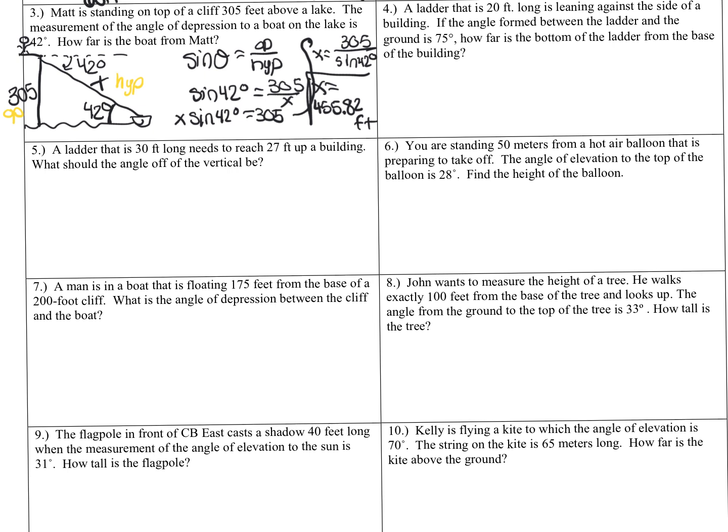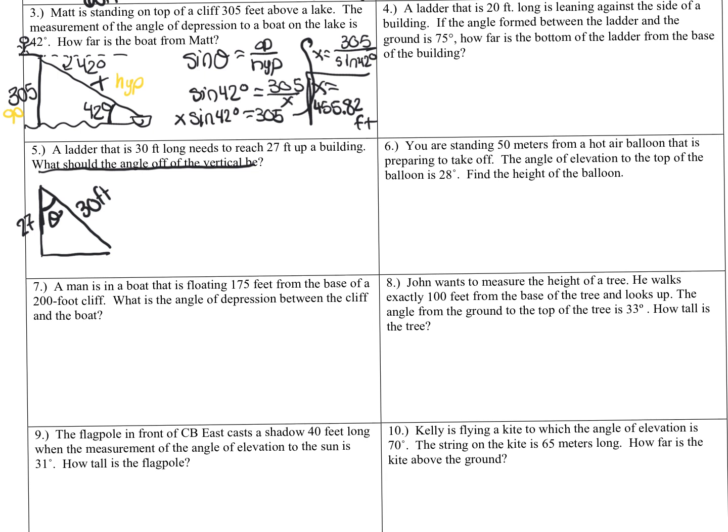Number 5 says, a ladder that is 30 feet long needs to reach 27 feet up a building. What should the angle off the vertical be? So, I need the ladder to reach up 27 feet. The ladder is 30 feet long. And what they want, read quickly but carefully, is: what should the angle be off the vertical? Vertical means up and down, so I'm looking for this angle, the angle off this vertical right here.